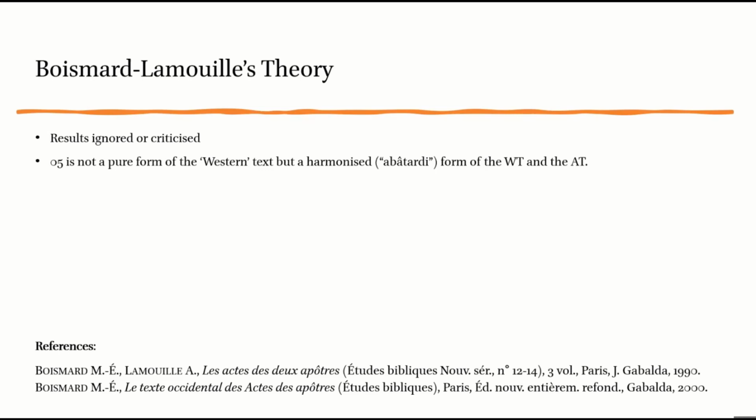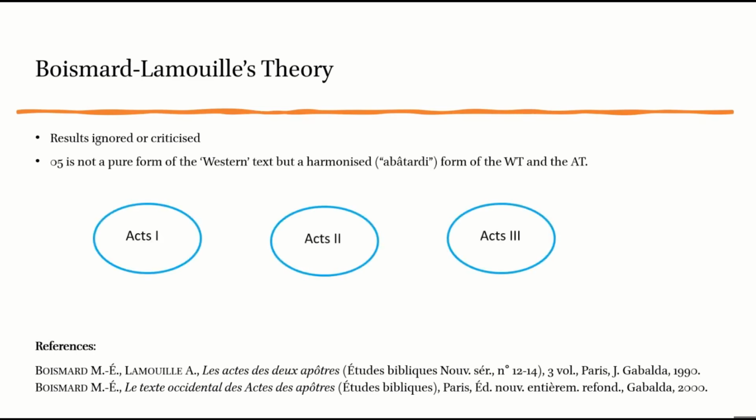So this alternative way of reading things is again reminiscent of this old French theory that has been published in the 80s and rewritten in 2000. The results are quite ignored and were harshly criticized even within the French community. Actually, their idea was that, and they've explained this in a 3-volume book, that taking 05, which is usually regarded as the best representative of the Western text, is actually not as pure as this.